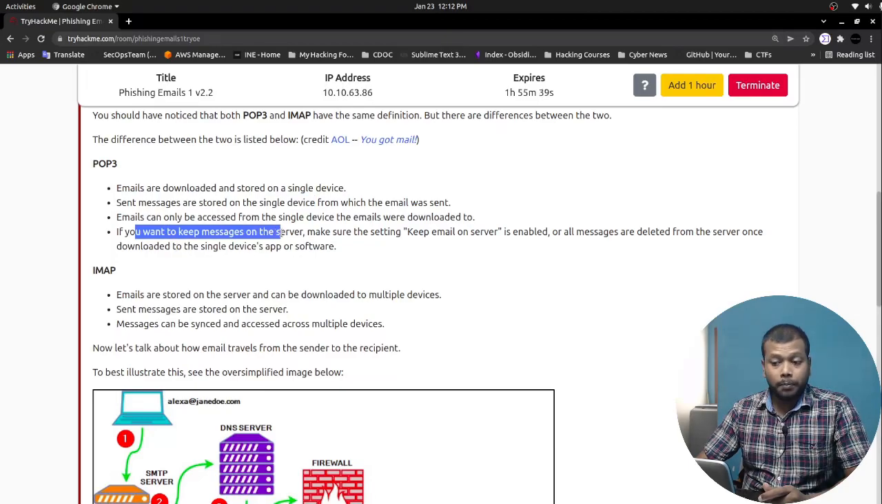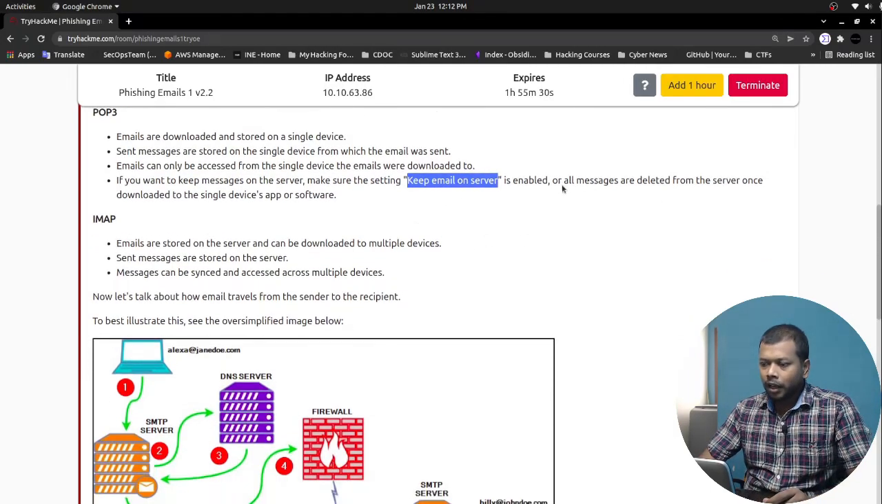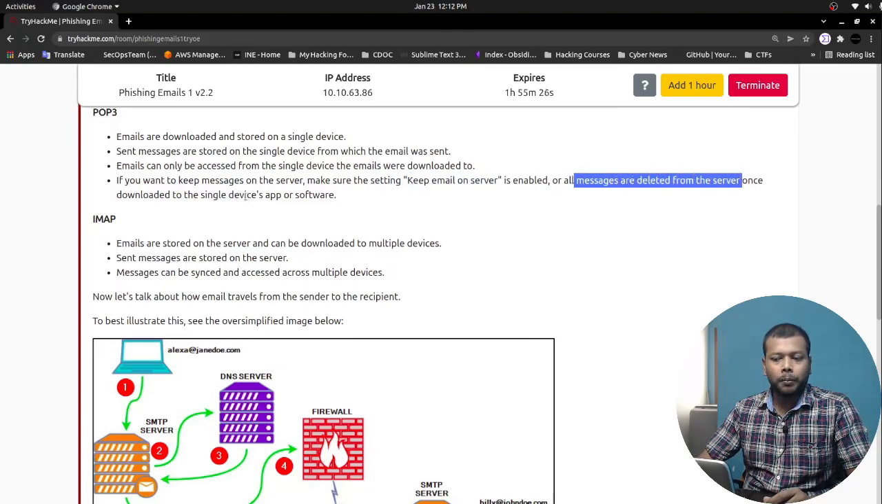So if you want to keep messages on the server, you need to choose this option, keep mail on server, or all messages are deleted from the server once downloaded by that recipient device. All right, now let's move on to IMAP.